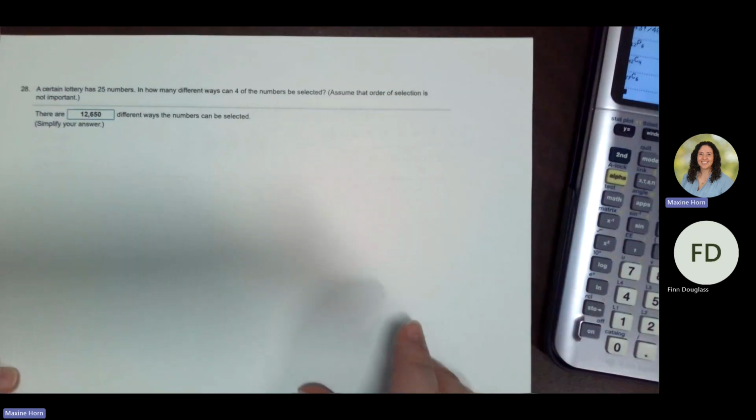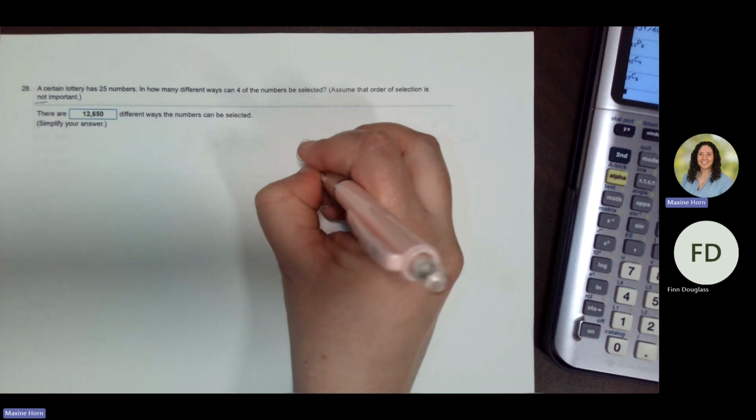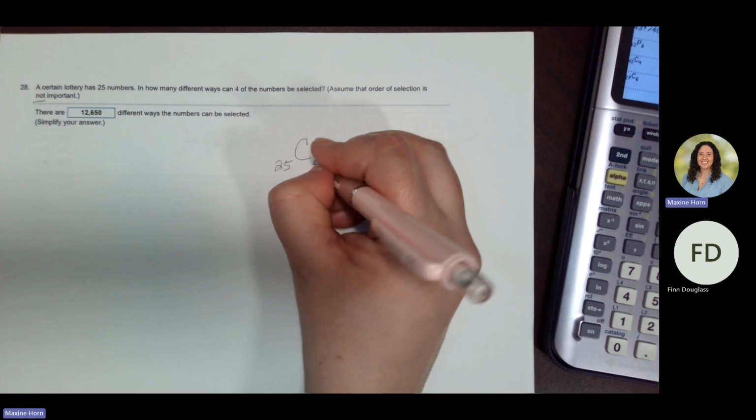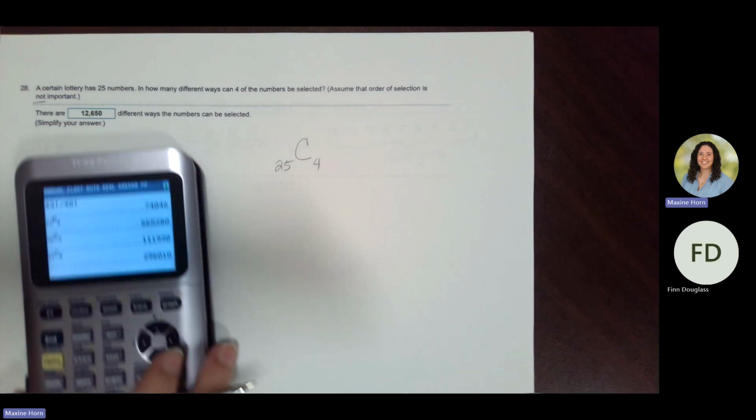All right. A certain lottery has 25 numbers. In how many different ways can 4 of the numbers be selected? And assume that the order of selection is not important. So order is not important, so this is a combination. There's 25 numbers to choose from. We're choosing 4 of them.